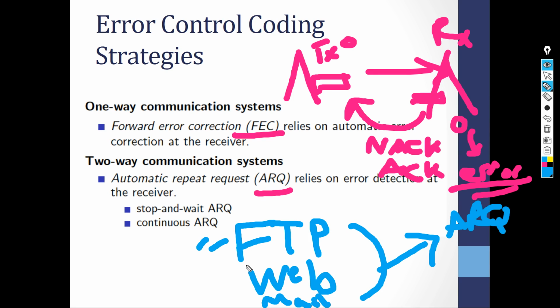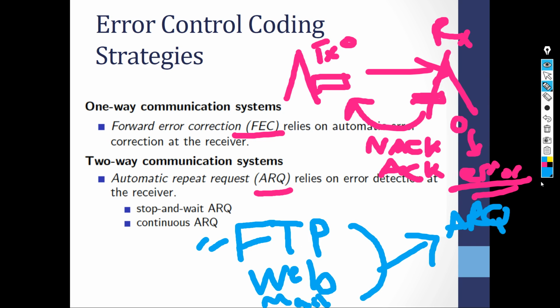What about mail? If you send a mail or message, do you tolerate any errors? You don't accept any errors. You tolerate delay, but you don't accept errors. That's why for these applications, mail, web, FTP, you use ARQ because you don't care too much about delay. You care a little bit more about the quality and the reliability of your connection.